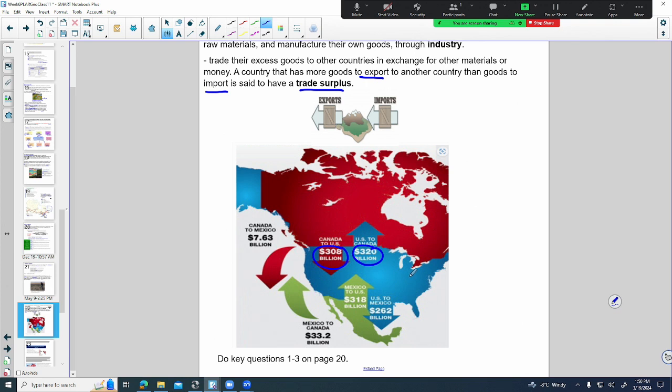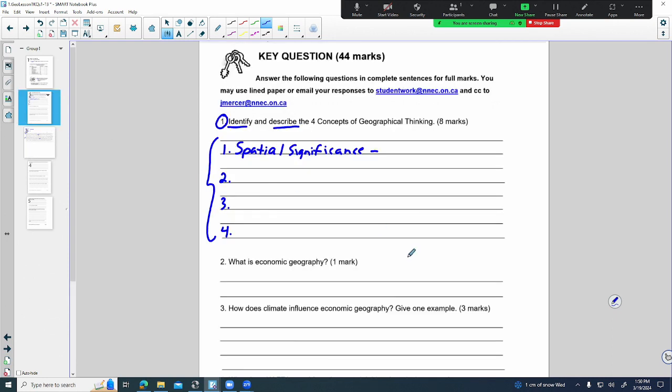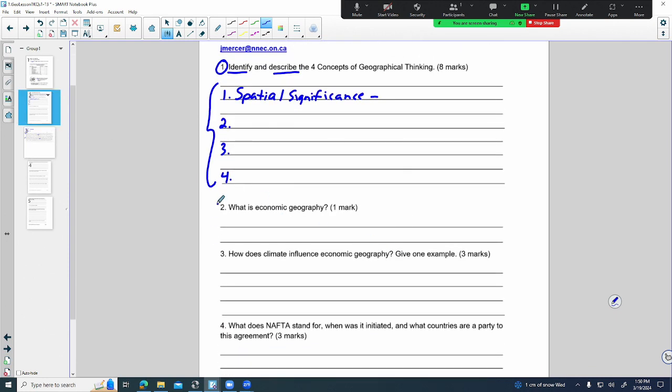So try the next key questions before we go, which are number 2 and number 3. So what is economic geography? And then how does climate influence economic geography? And then you give one example. Okay, and we just finished looking at that. So again, if you're not sure, go to page 7, or make sure you read page 7. The answers are there. Okay, look for the key terms, economic geography, and in key question 3, look at the word climate influencing economic geography.